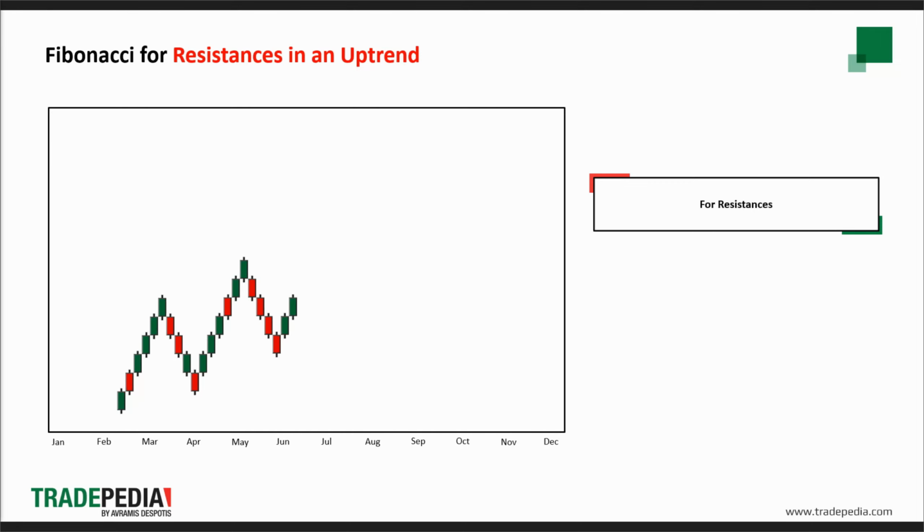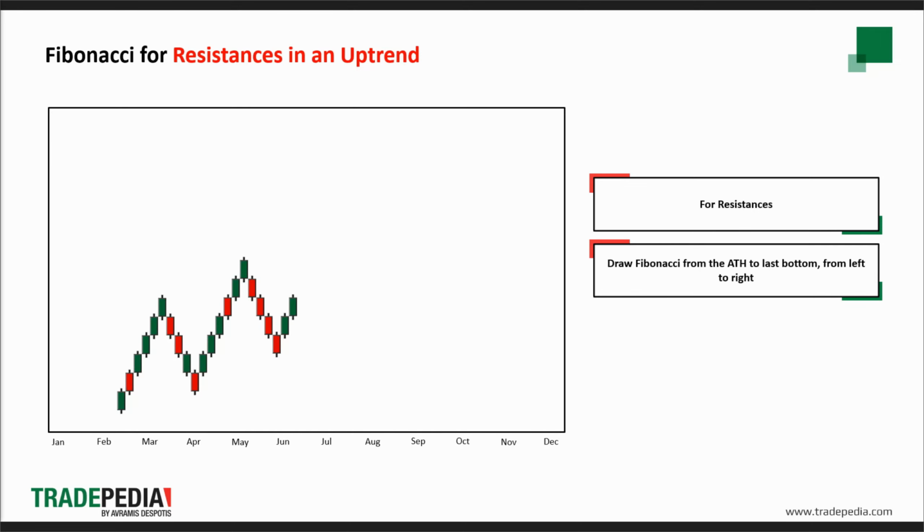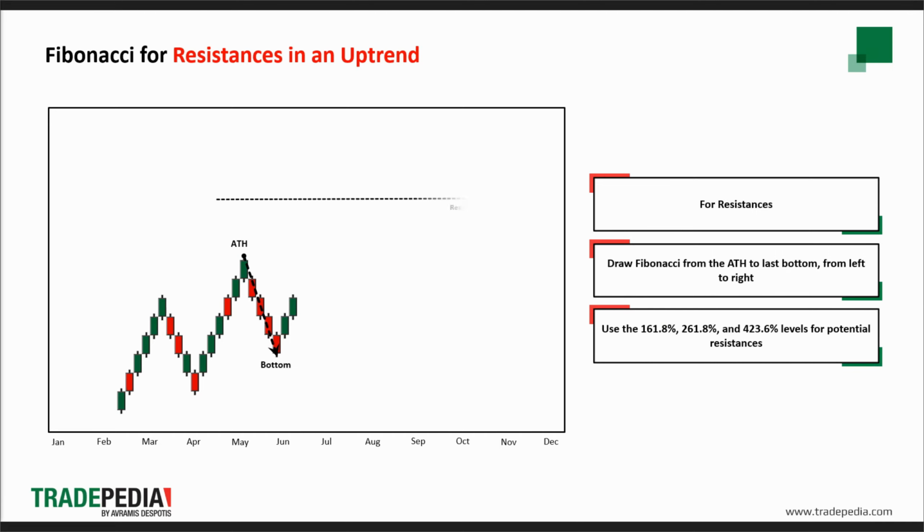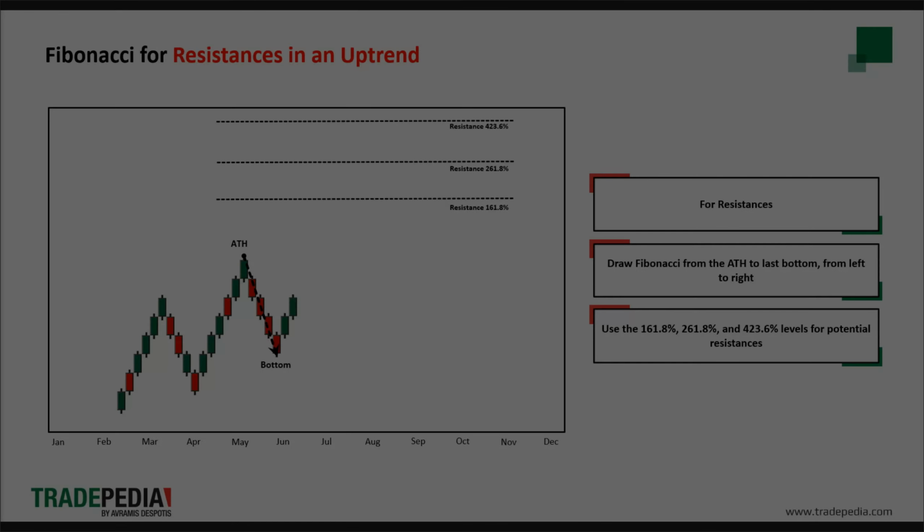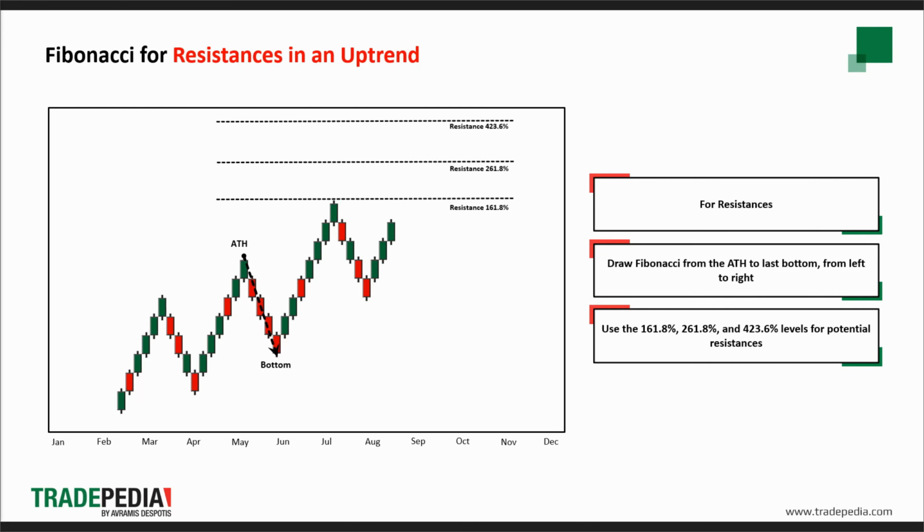For resistances, let's take a look at this uptrend. What you do is you draw Fibonacci from the all-time high to the last low. You see this all-time high and the last low. Of course, because it's an uptrend, it will be a higher low, so just look for the last higher low. You want to look for a resistance level, so you draw that Fibonacci, and you can use the 161.8%, the 261.8%, and 423.6% levels. These are potential resistance levels.